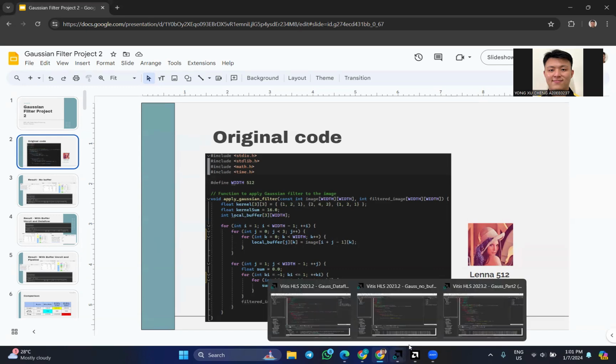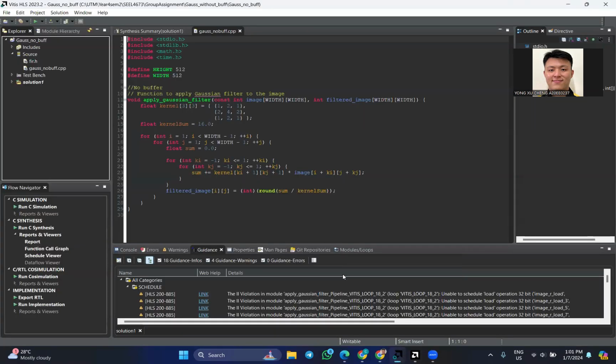So we introduce 3 methods to improve the performance. The first one is that the buffer is removed from the original code. You can see the kernel is still here, but the buffer is missing. So we directly multiply the kernel and the images, and we get the filtered image through these direct multiplications.